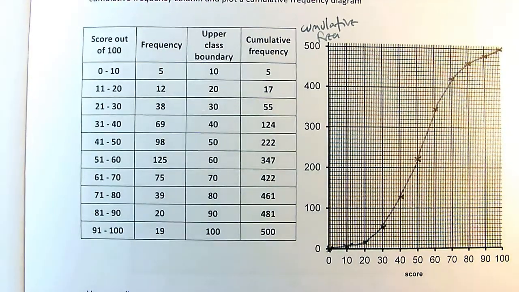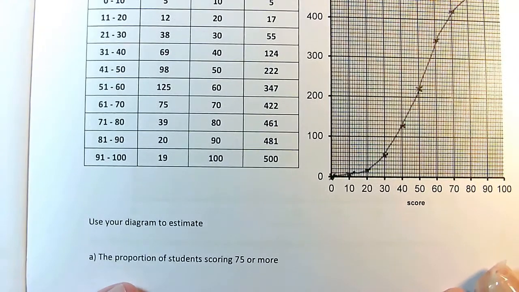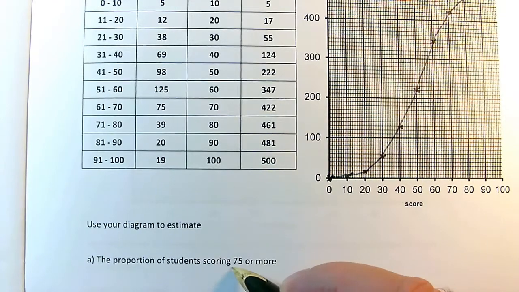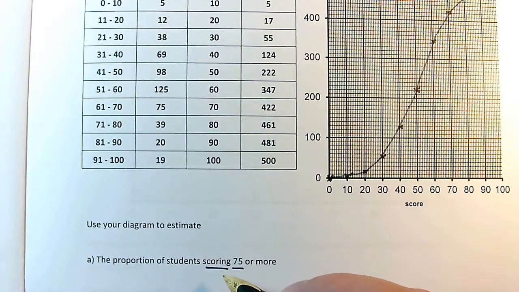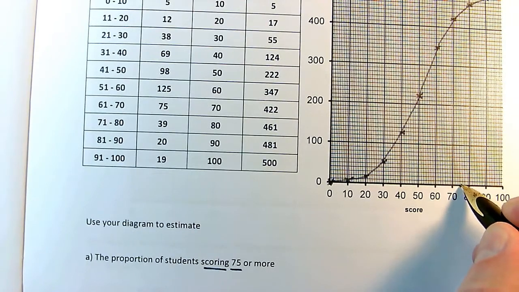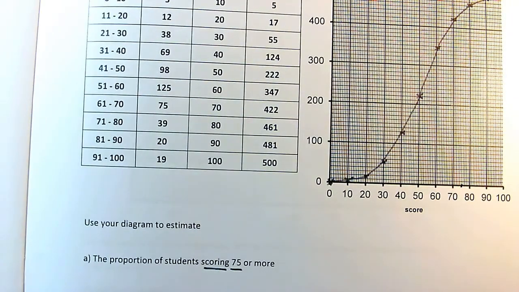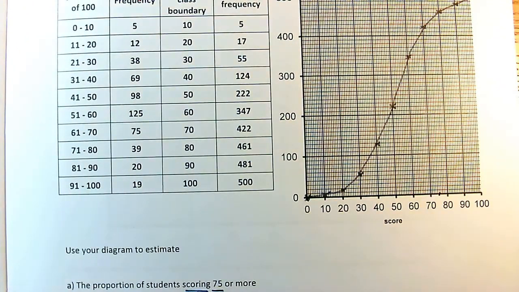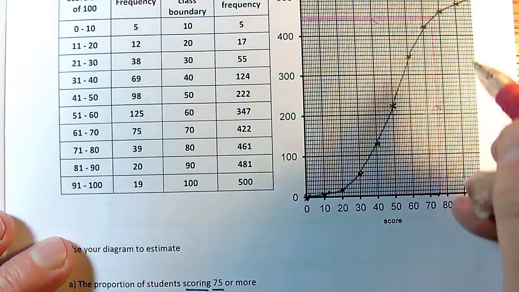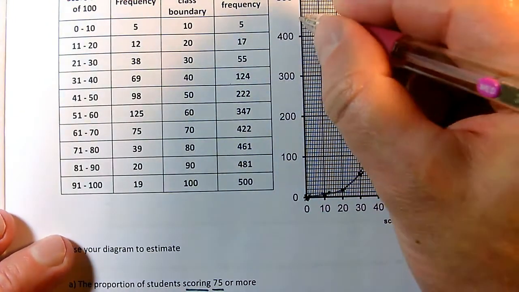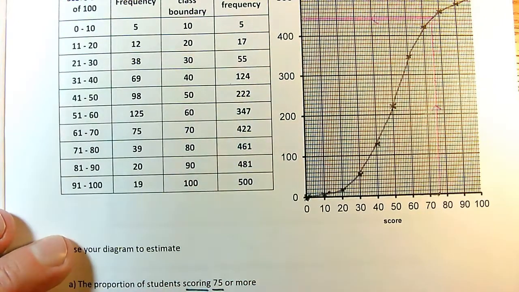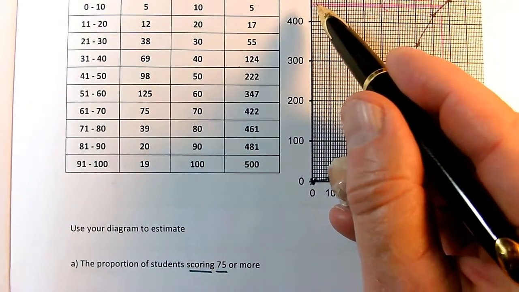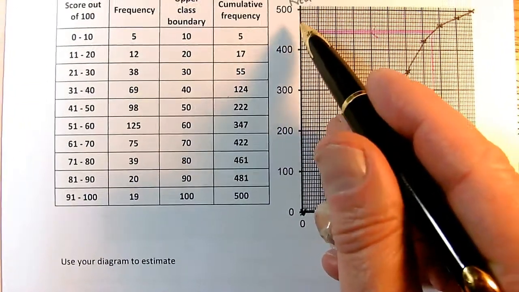Anyway, now I've got my graph, I can now go ahead and estimate what I have to. So what proportion of students scored 75 or more? So 75 is a score. So I need to find 75 on the score axis. So it's here. So what I need to do is go from my 75 to the graph and across to the other axis and see what happens. So we go up until we hit this point on the curve, then we go across, and that appears, the best I can read there, is 445. So I'm going to say, okay, 445 would be the cumulative frequency.